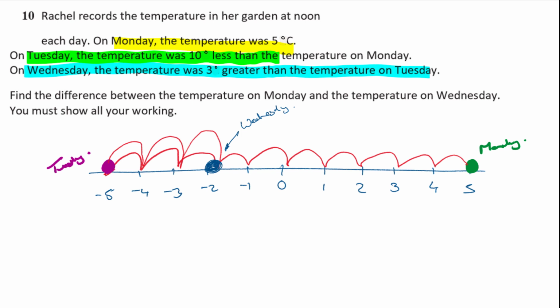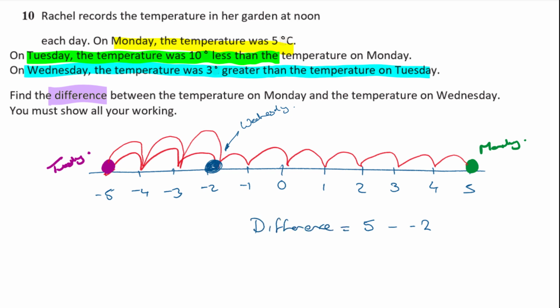Find the difference between the temperature on Monday and the temperature on Wednesday. So difference in mathematics means subtraction. So basically I need to subtract one from the other. So the temperature on Monday was 5 and the temperature on Wednesday was -2, and we need to subtract them from each other, and this is the difference then.